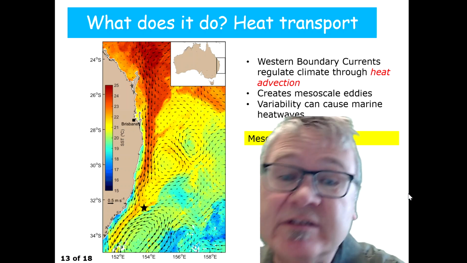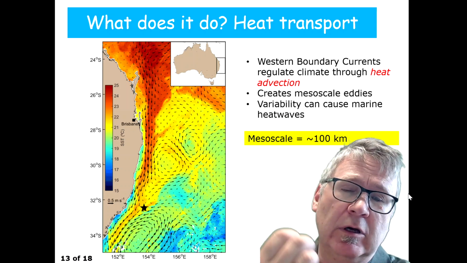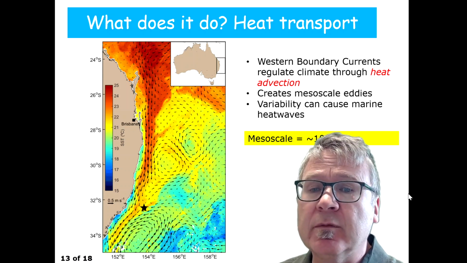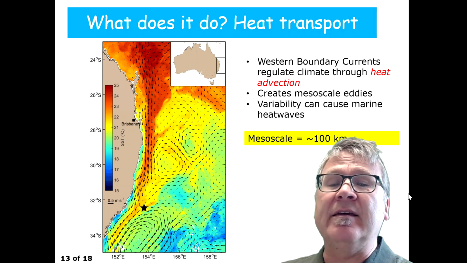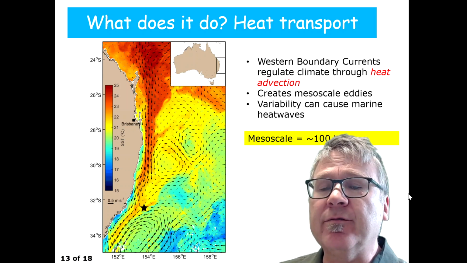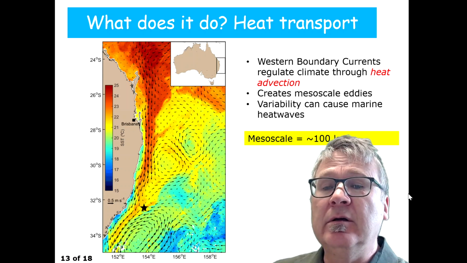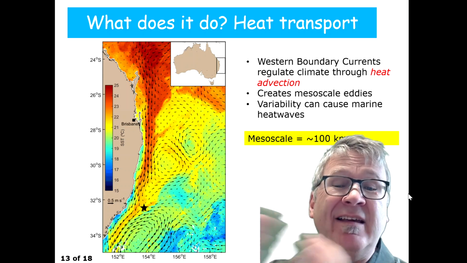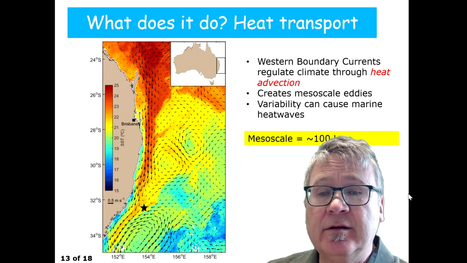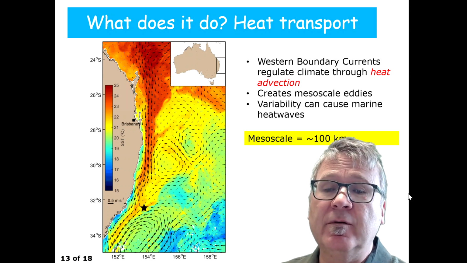So what do these currents actually do? Why is it important to know about these currents? One aspect is the heat transport in western boundary currents. Okay, and here's one example where you can see the heat transport.